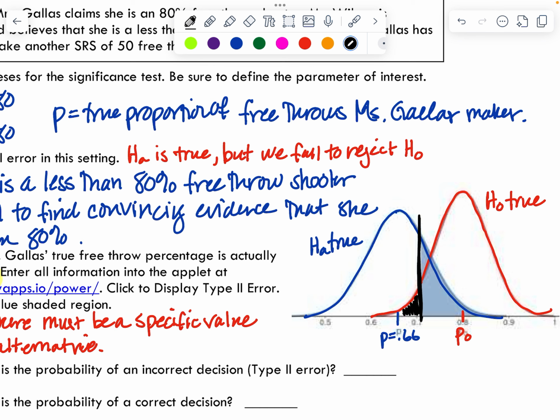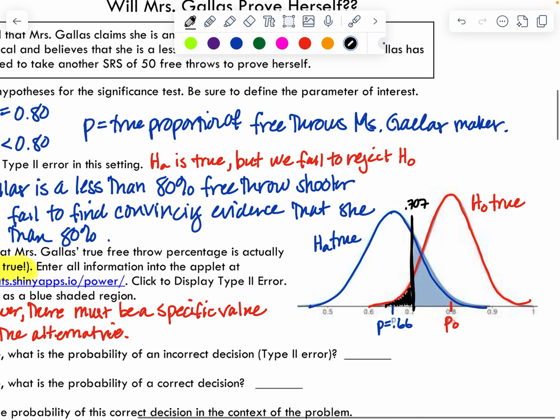So that right there, that shaded area, that's our type 1 error. If we get something that's in here, we're going to reject. And there's a possibility it can be in here and the red is still true, but it's only going to happen 5% of the time. So in this particular case, that's a value of 0.707. So if Ms. Gallus shoots anything below 70.7%, we're going to reject the null, okay? So that cutoff point in the true distribution is also the cutoff point in the HA distribution.